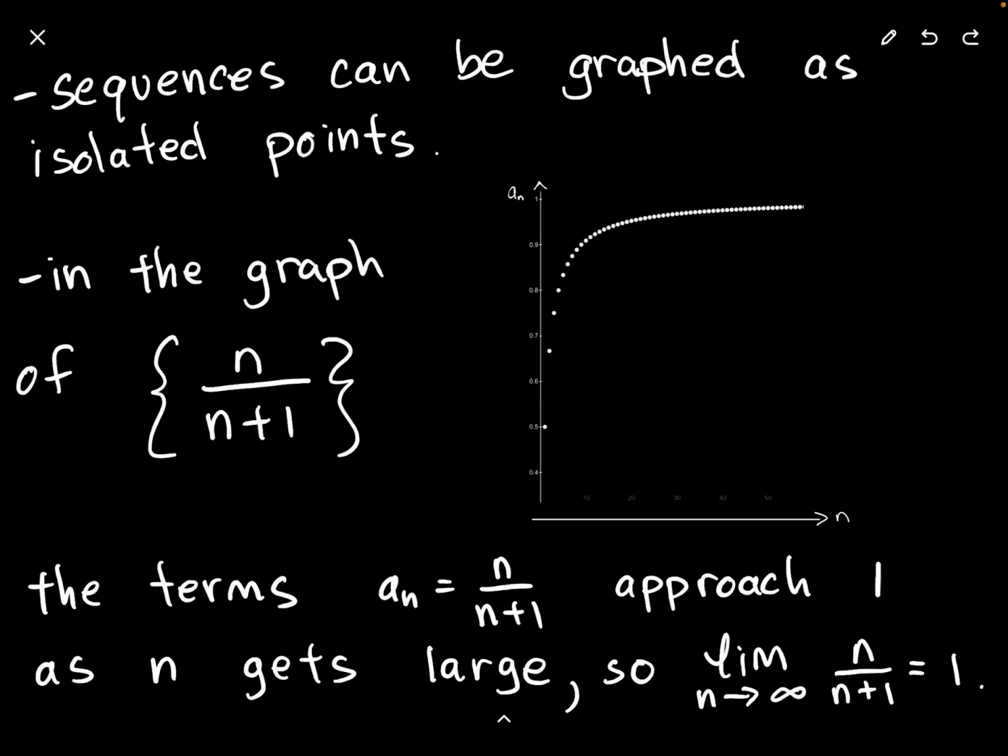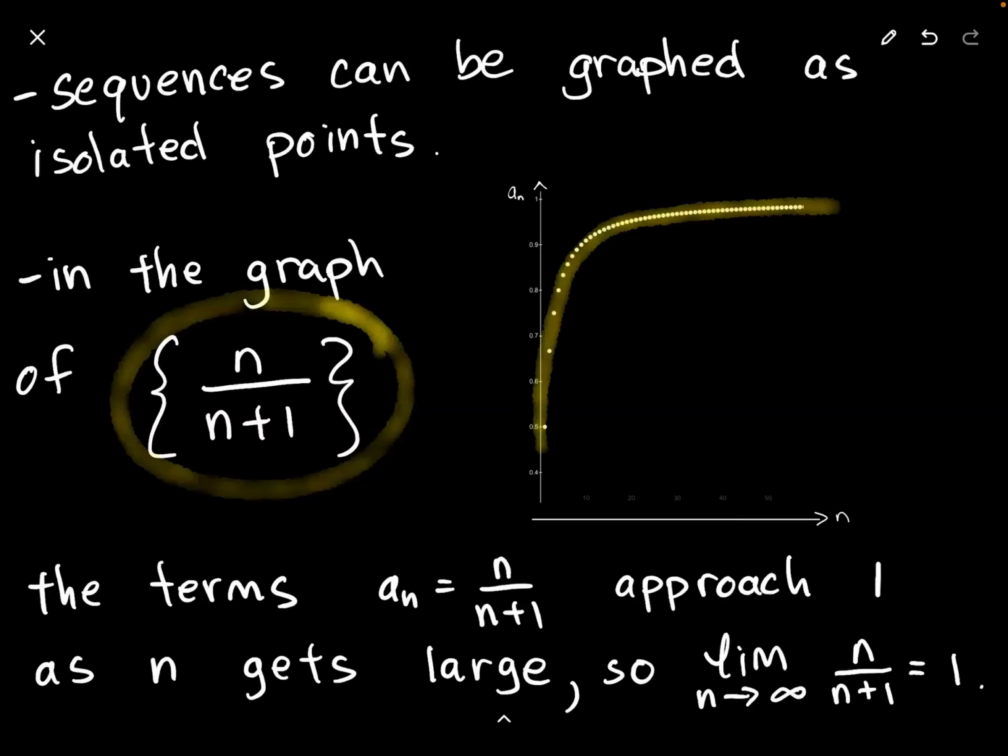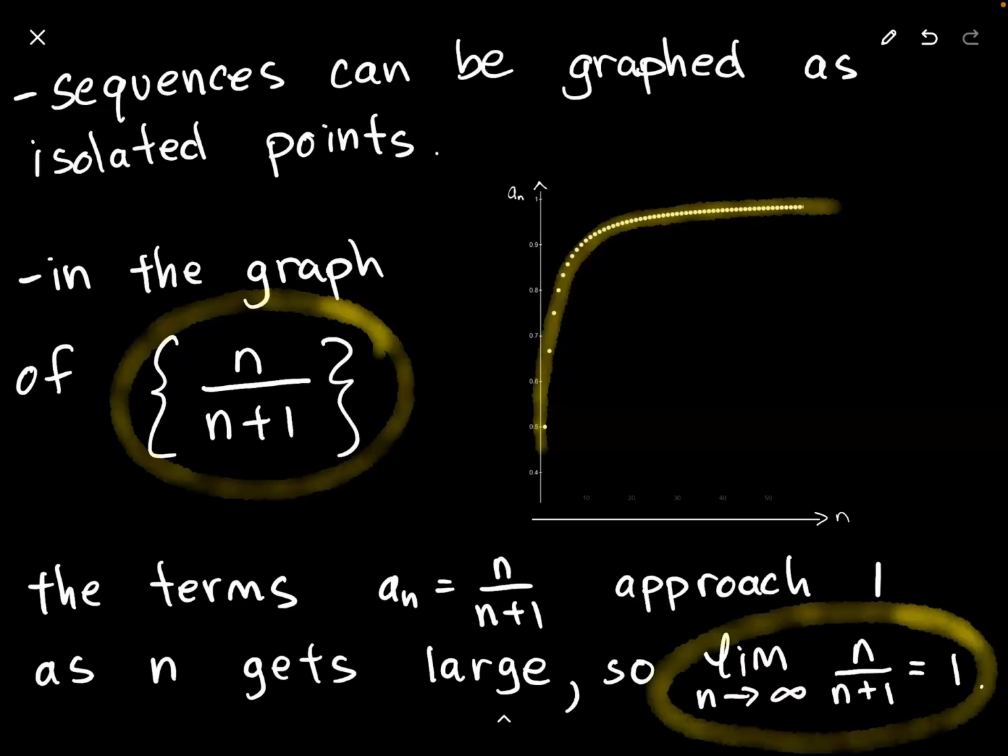Sequences are not continuous functions, and when you graph them, you will graph a bunch of isolated points. So for the sequence n over n plus 1, the graph is a bunch of dots. And we can see from the graph that for larger and larger n, the terms get closer and closer to 1. As n gets larger, a_n gets closer to 1, so we can define that the limit as n becomes large of n over n plus 1 will be equal to 1.